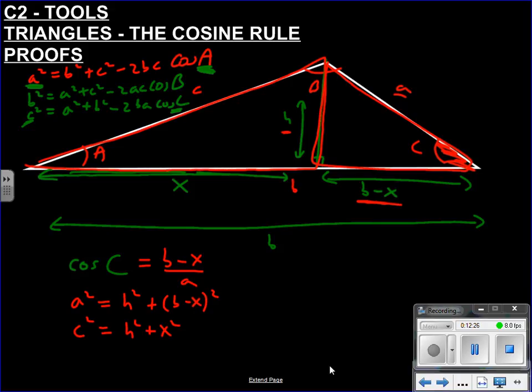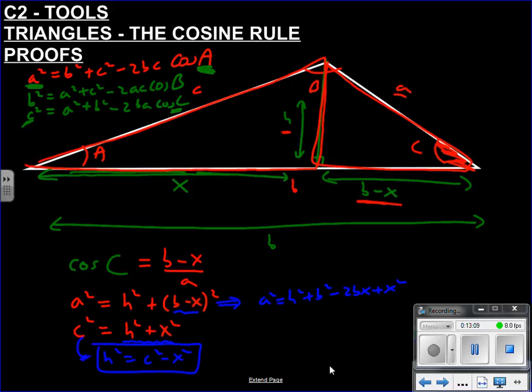Can we finish this off? I reckon we can. Let's expand this one out. So a squared is h squared plus b squared minus 2bx plus x squared. That's just expanding that thing out there, right? Just make that a bit clearer. Plus b squared minus 2bx plus x squared. We can rearrange this so it contains x, can't we? So if we say that, let's have h squared then is c squared minus x squared. Done. So I've rearranged that to get that.